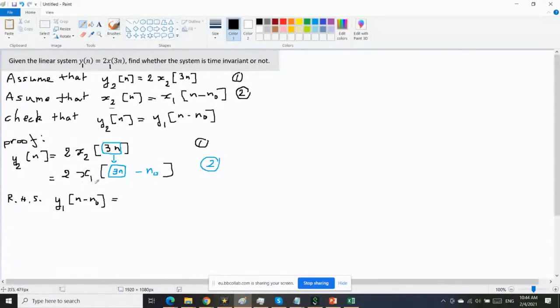Let's express it in terms of x1 so we can compare them. How do we express it in terms of x1? Well, we know that y1 is equal to, according to the first equation, 2x1[3 multiplied by what? 3 multiplied by whatever is here. The cow that is here must stay the same.